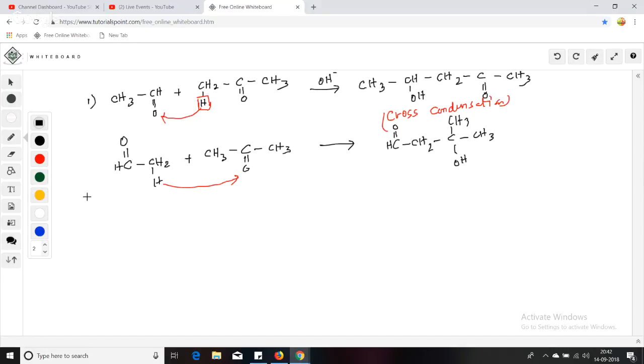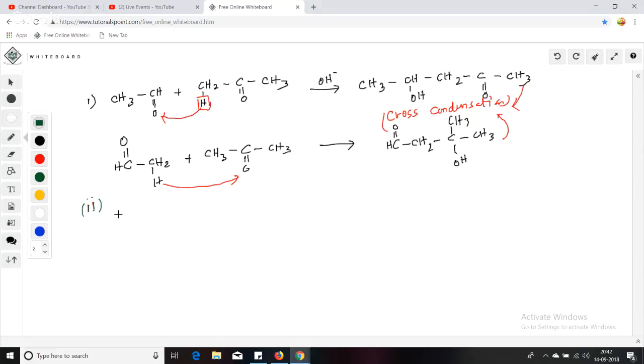These two reactions are cross condensation reactions. This one is a cross condensation reaction, and this one is also a cross condensation reaction. Now the second possibility is self condensation. We are taking sufficient aldehyde, so we can have self condensation also. In self condensation, you see what product we may get.